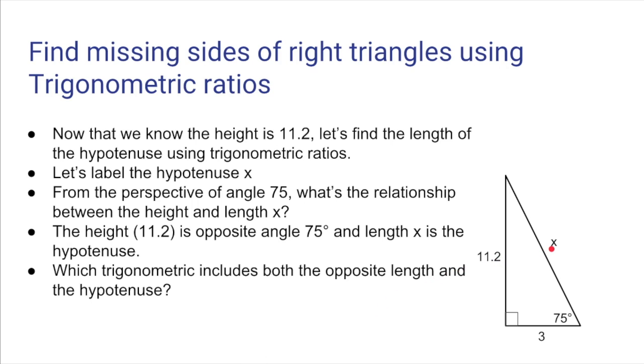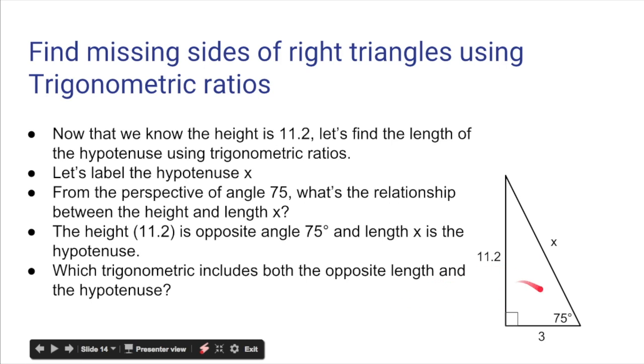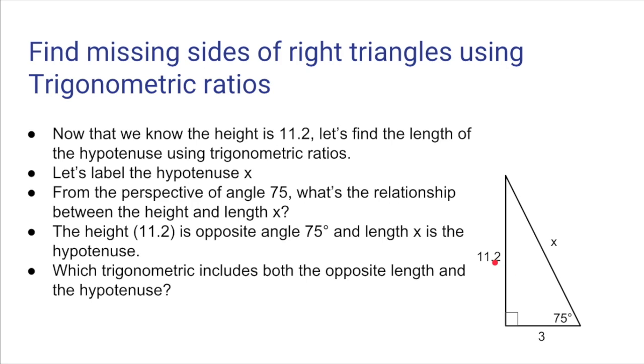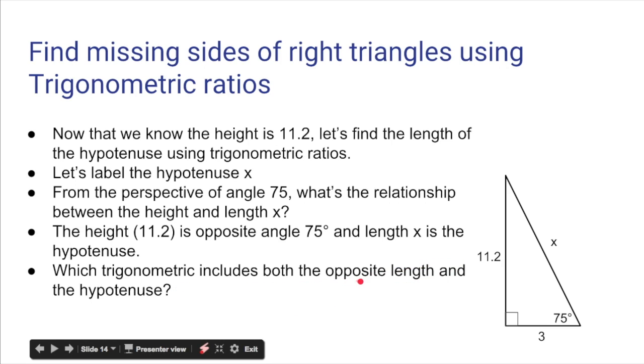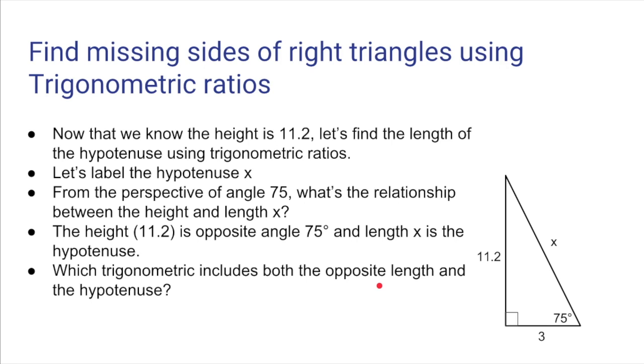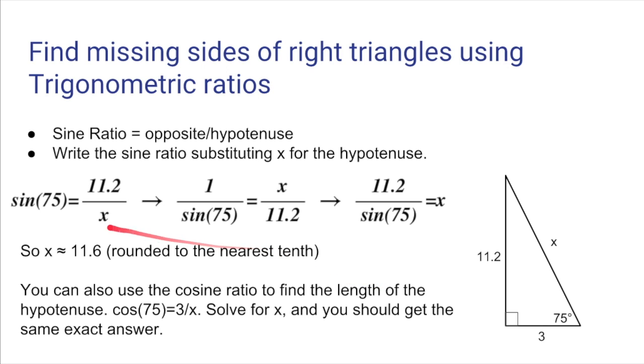Okay, since now you know H is 11.2, you could also solve for X. You could also find the hypotenuse using cosine or sine. So again, if you're using this angle as your reference point, then you know the side opposite is 11.2 and the hypotenuse is X. So again, you want to figure out which trigonometric ratio includes both the opposite length and the hypotenuse, and you know that should be sine. So then you write that as sine 75 is equal to opposite over hypotenuse. Opposite is 11.2, hypotenuse is X.